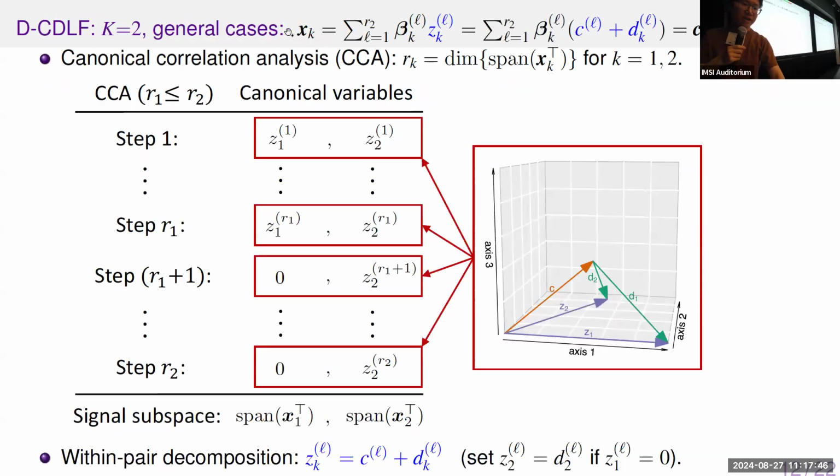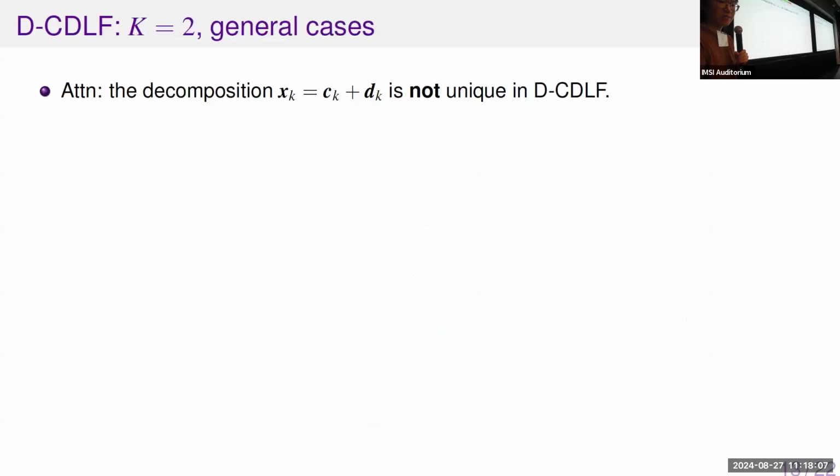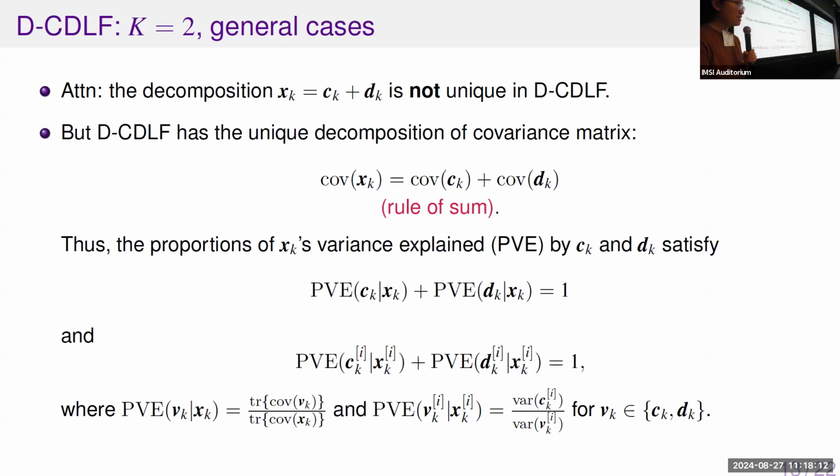But here we have one issue. This decomposition is not unique, because one can arbitrarily choose one variable orthogonal to Z1 and Z2 to form this three-dimensional space. But even though this decomposition is not unique, our method provides a unique decomposition of the covariance matrix. And our matrix satisfies this rule of thumb.